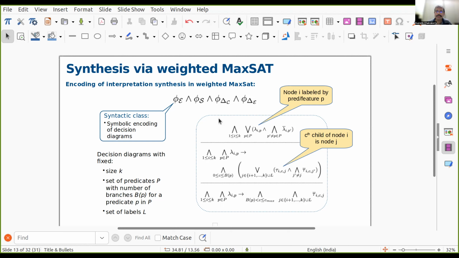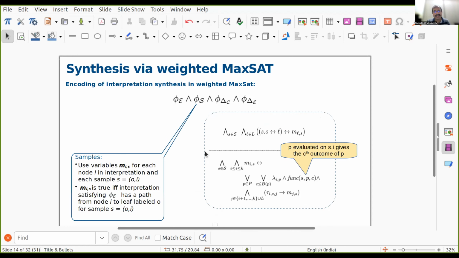And what I want to highlight is that this is for the decision diagrams we wanted to do. If you want to encode a tree, if you want to encode a list, if you want to encode a decision diagram, which is fat at the top, narrow at the bottom, these are just constraints over here. Okay. The next thing is about the samples.